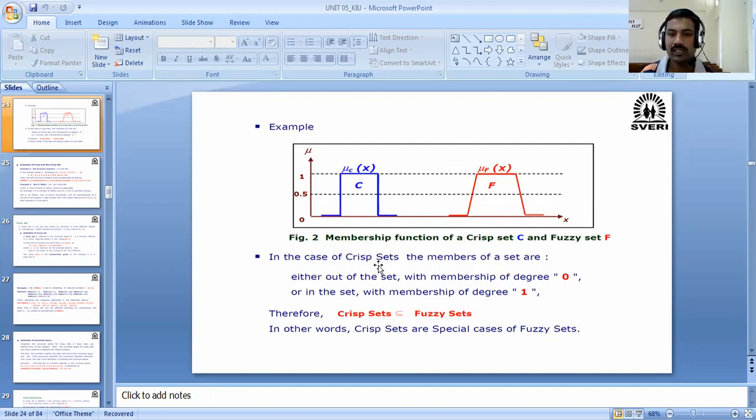In the crisp set, the members of the set are either out of the set with membership of degree 0 or in the set with membership of degree 1. Therefore, a crisp set, in other words, crisp sets are a special case of a fuzzy set.